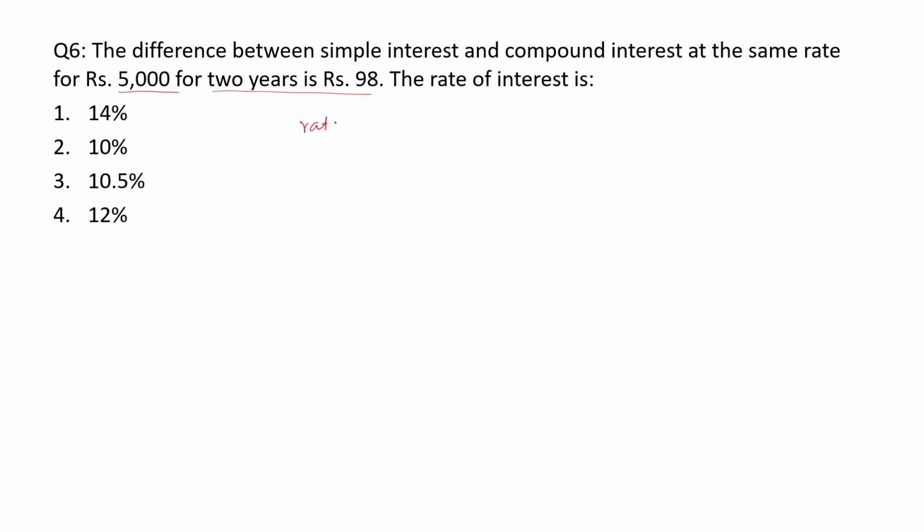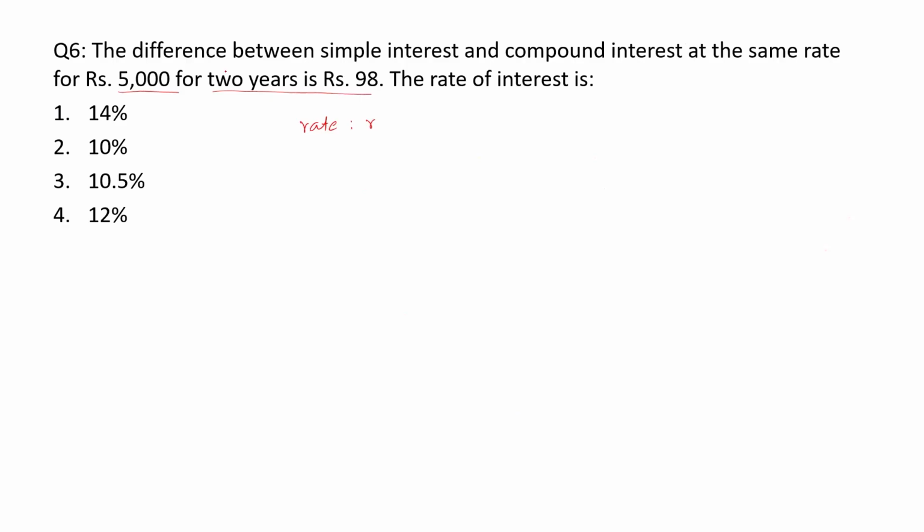We always denote rate by R. Rate is R. Here, you should be knowing the formula for simple interest and compound interest, and it is better if you know the difference between simple interest and compound interest itself, because even if you know the formula, you can actually calculate the difference also. So it will take some time.